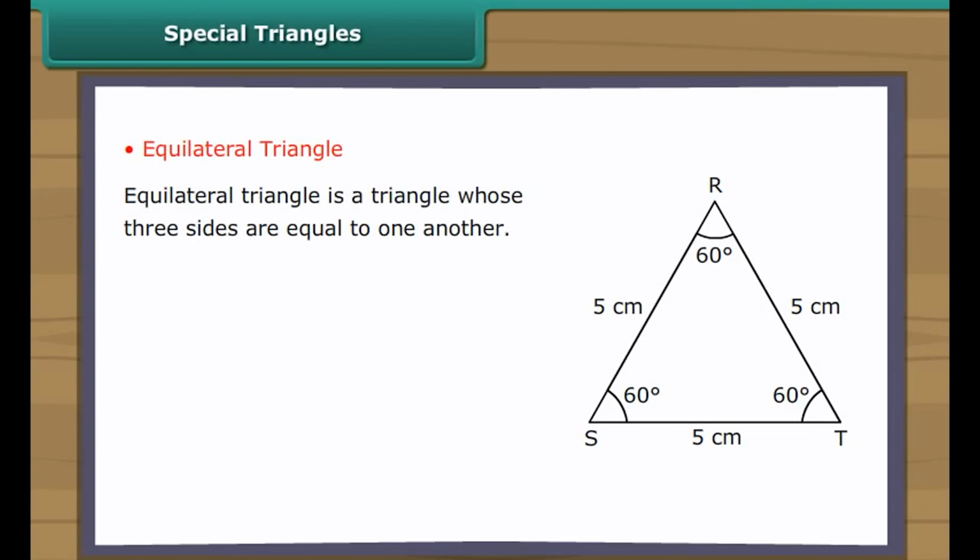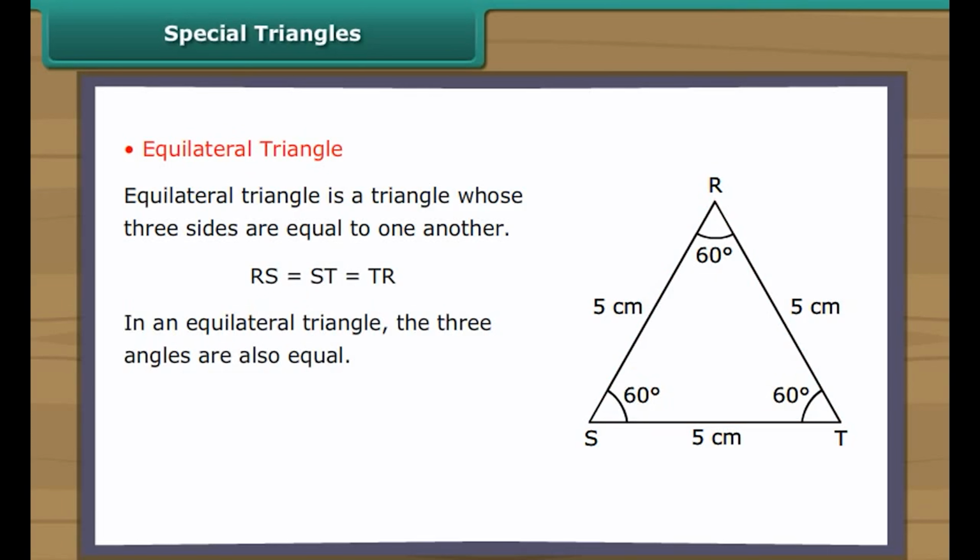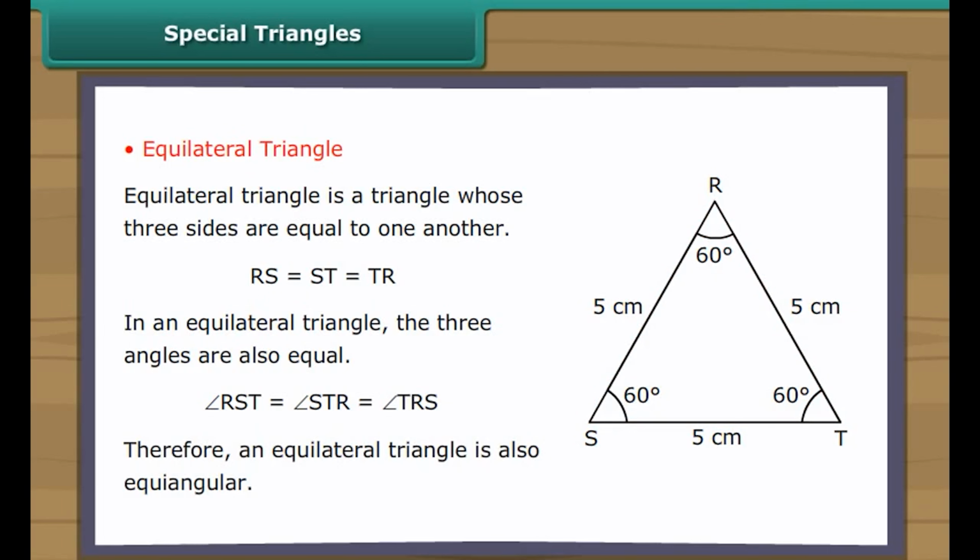Equilateral Triangle. Equilateral triangle is a triangle whose three sides are equal to one another. In triangle RST, RS is equal to ST, which equals TR. In an equilateral triangle, the three angles are also equal. In triangle RST, angle RST is equal to angle STR, which equals angle TRS. Therefore, an equilateral triangle is also equiangular.